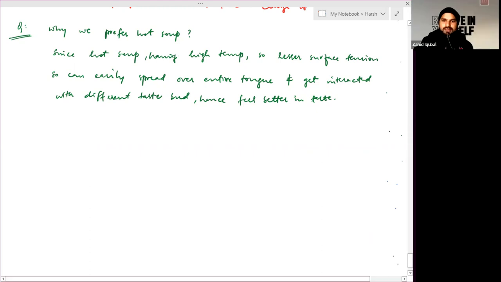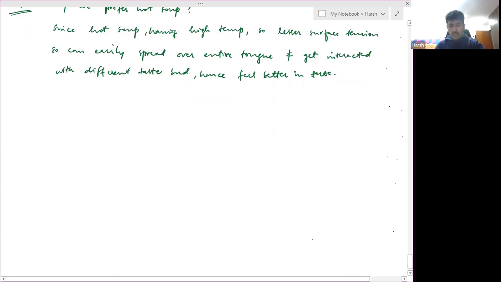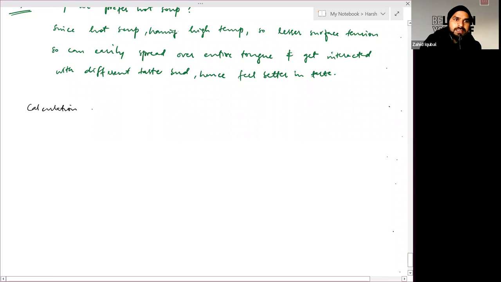Okay. So we are done up to this part. Yes, sir. Next thing is how to calculate surface tension numerically. The next is calculation of surface tension.